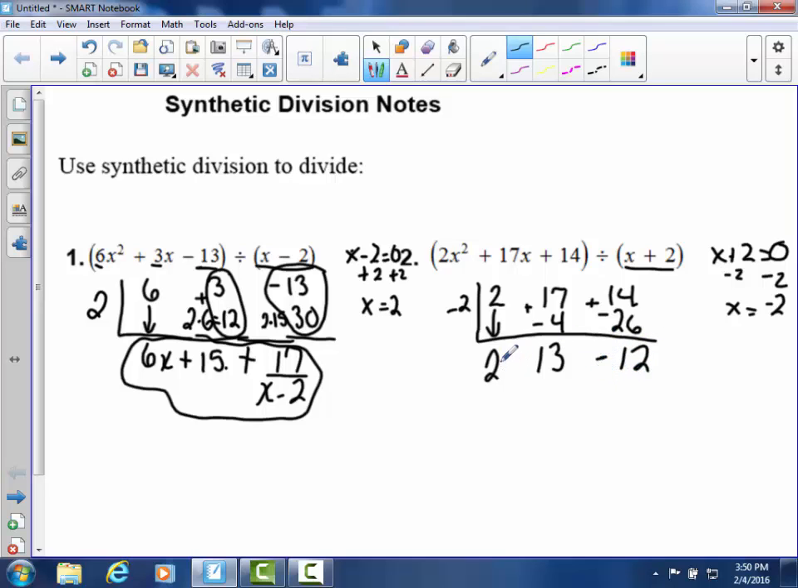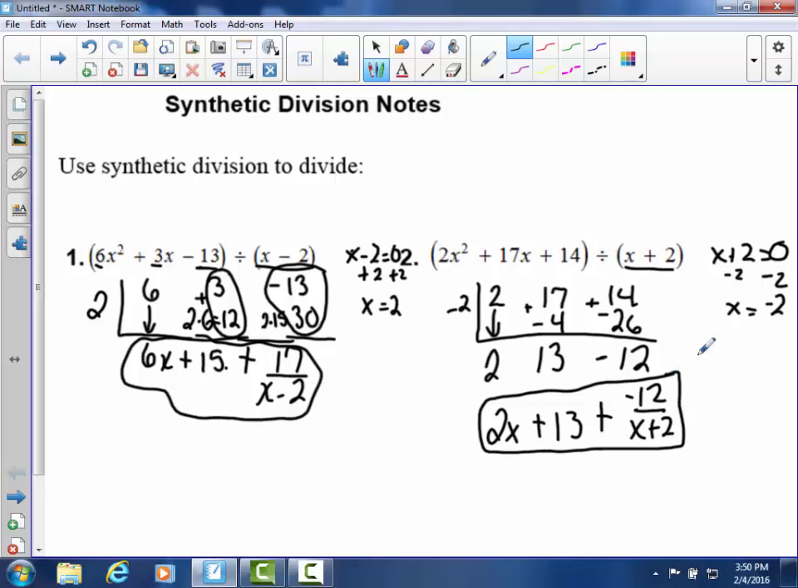So then as we go, since we're x squared divided by x, this is going to be my x term. So it'll be 2x plus 13 plus negative 12 over x plus 2. All right, let's look at some more.